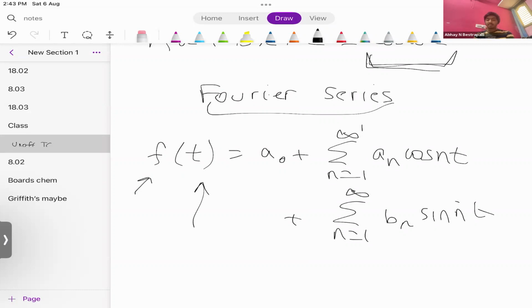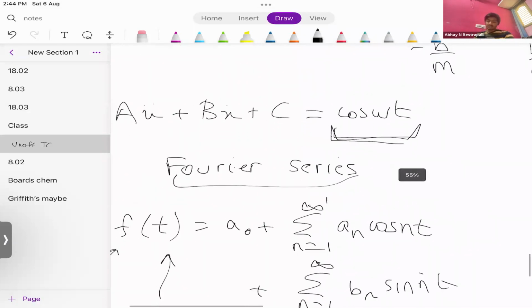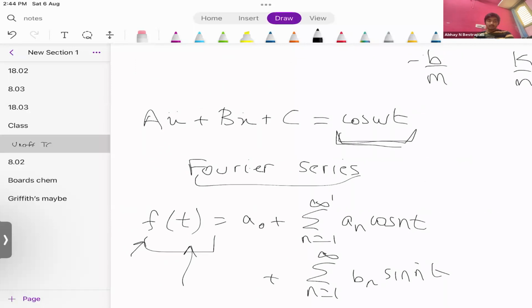So the point is that if we want to write the function of this form, you need to be able to find these ai's, right? And the way you do that, and note why this is so useful, right? If you have some general periodic function over here, right?